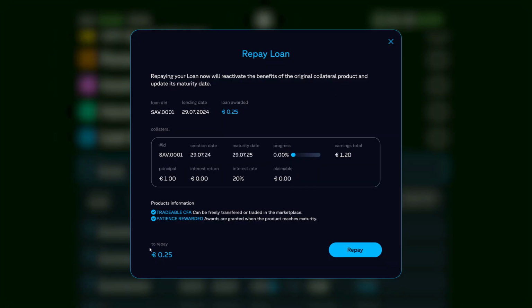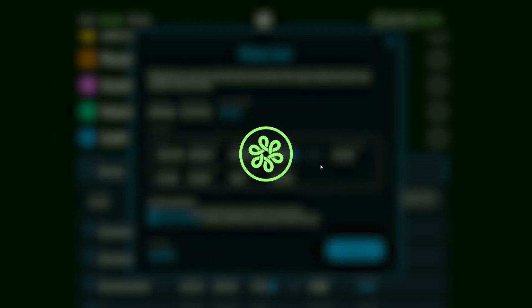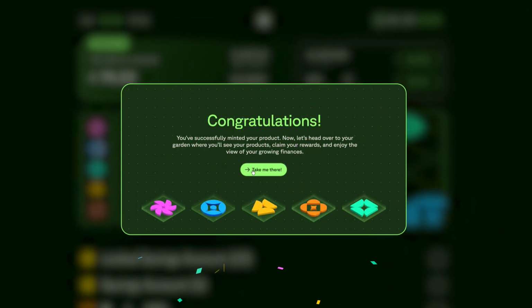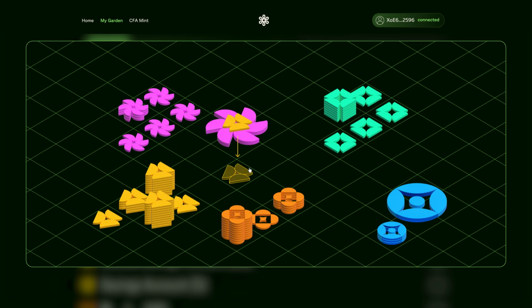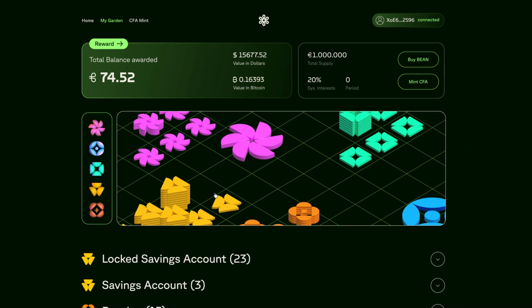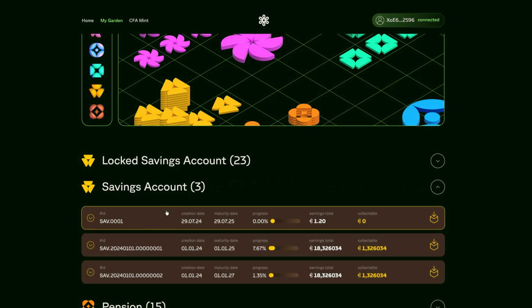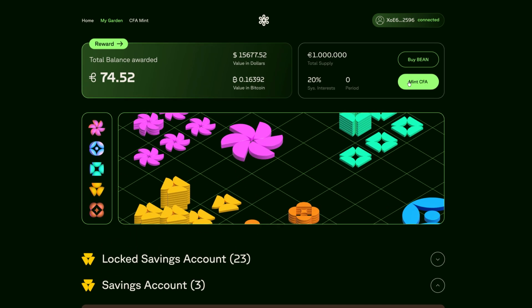You'll be asked to repay 0.25 bean. You can repay loans at any time with no time limit, and best of all, there are no charges or additional interest. Let's go ahead and repay. BloomBeans no-interest loans are a financial revolution made possible by its autonomous system, which eliminates intermediaries and their associated costs. After repayment, the collateral CFA is reactivated, the savings account is restored, and its interest generation resumes with a new maturity date. Now, let's create a locked savings account.